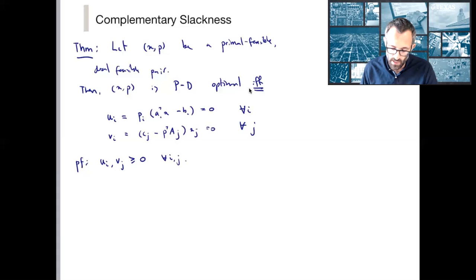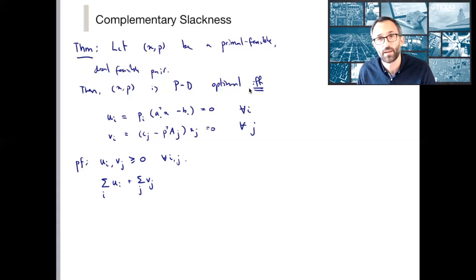So if ui is non-negative and vj is non-negative, then if I look at the sum of ui plus the sum of vj, it's enough for me to show that the sum is equal to 0. Because if I'm summing non-negative things, the only way that the sum can be equal to 0 is if each individual one is equal to 0.